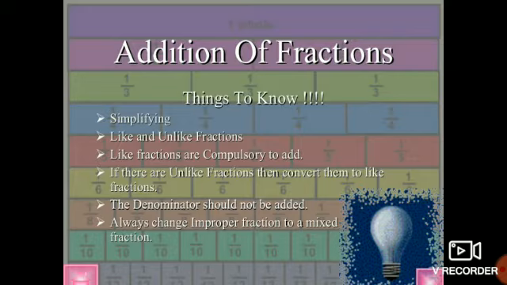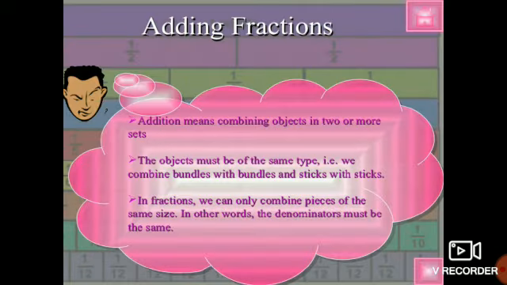Now, things to know. Simplifying like and unlike fractions. Like fractions are compulsory to add. If there are unlike fractions, then convert them to like fractions. The denominator should not be added. Always change improper fraction to a mixed fraction. Right?